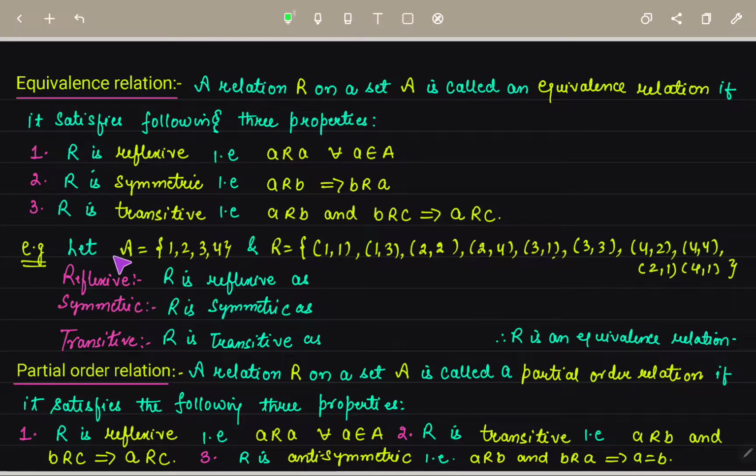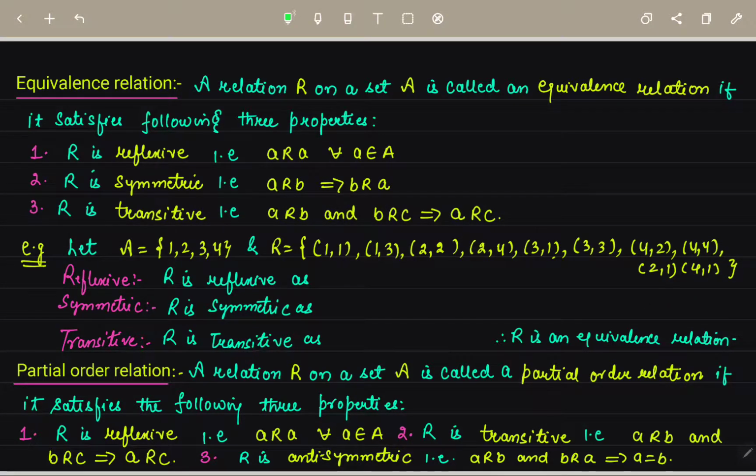So consider one example. Let A is equal to {1, 2, 3, 4}. So these are the four elements in this set A. Now we have to define a relation on this set. So I have defined this relation which consists of the following ordered pairs: (1,1), (1,3), (2,2), (2,4), (3,1), (3,3), (4,2), (4,4), (2,1) and (4,1).